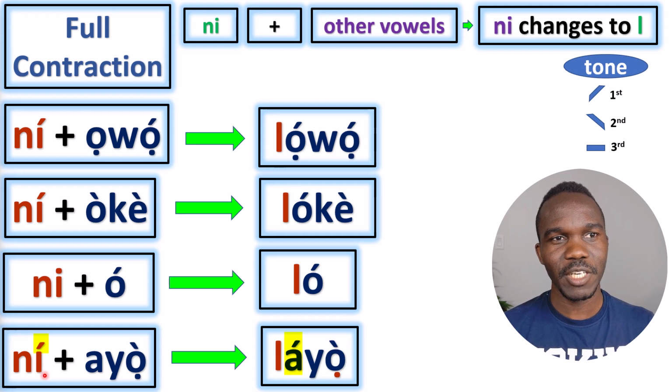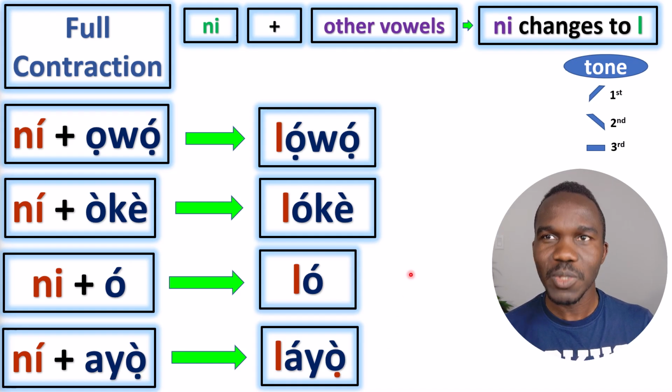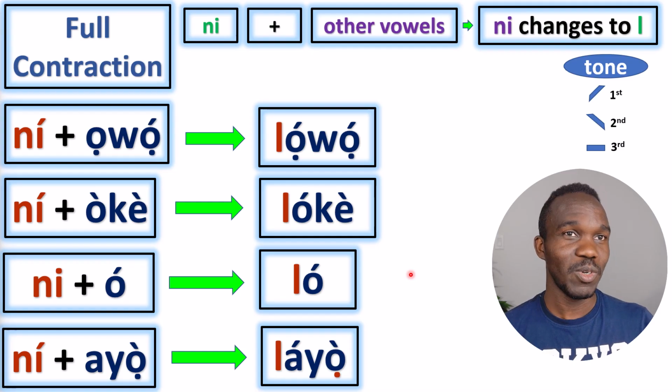Ni ayo becomes layo. Can you see the full contraction? Because the whole word is changing. That's why we call it full contraction. So ni owo means lower. Ni okay, loke. Ni o, lo. Ni ayo, layo. Do you understand that now? So that's for this example.